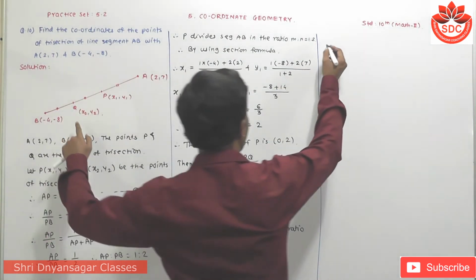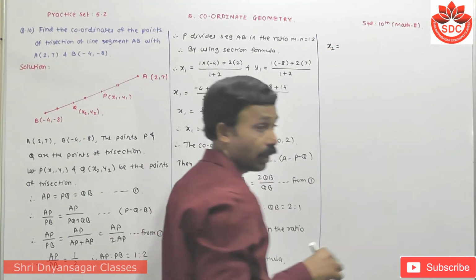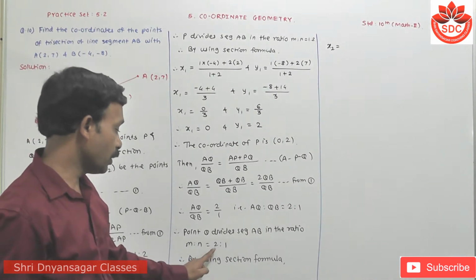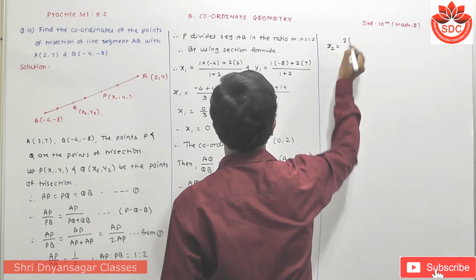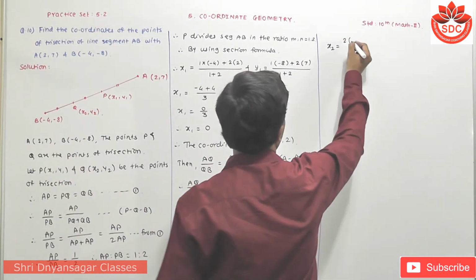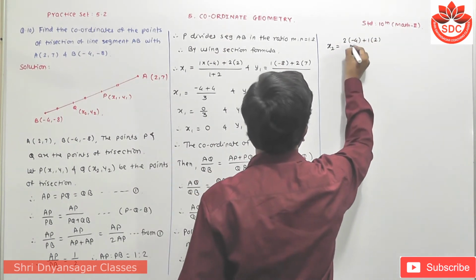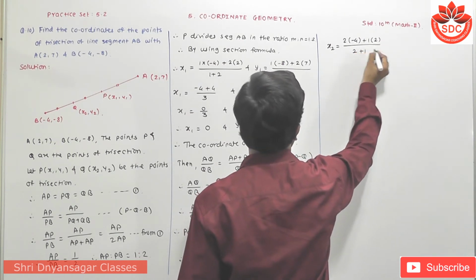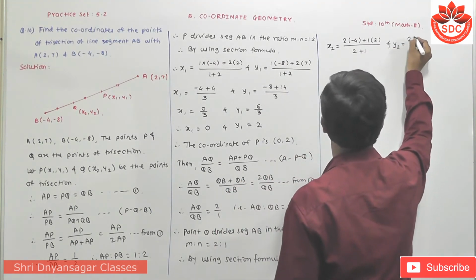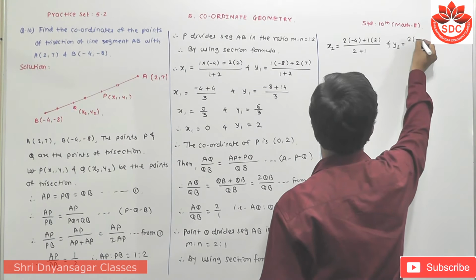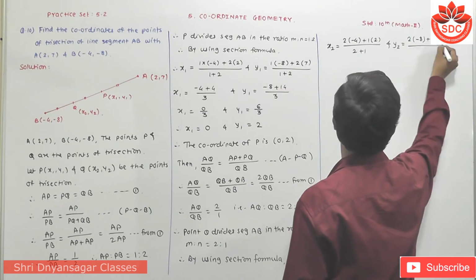Here we take x and y as x2 and y2. So that x2 is equal to m x2 plus n x1. Here m is 2 and n is 1. So here m is 2 into x2 is minus 4 plus n is 1 into x1 is 2, upon 2 plus 1, and y2 is equal to m is 2 into y2 is minus 8 plus n is 1 into y1 is 7, upon 2 plus 1.